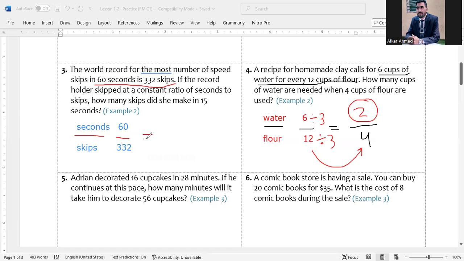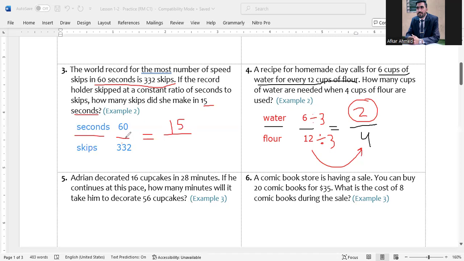Equal to, now I want to write the second fraction and I will see what is given. Look, how many skips did she make in 15 seconds? Again, the number of seconds is 15. So in front of seconds, I will write here 15. Okay. It means we have to find the skips. It's mentioned here how many skips. So you want to find the skips.